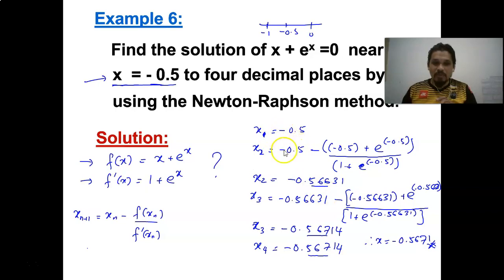Okay, so the point is, we repeat the process. We begin here, substitute into this function of f(x), and f prime is given here. Then we generate one value. Then we use this value, substitute into this function, and we generate another value. Then we compare. We want at least 3 decimal places where it is repeating, but in this case x2 and x3 is not, because here is negative 0.566 and here is negative 0.567.